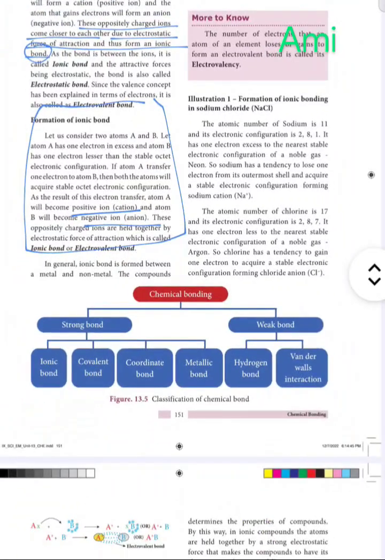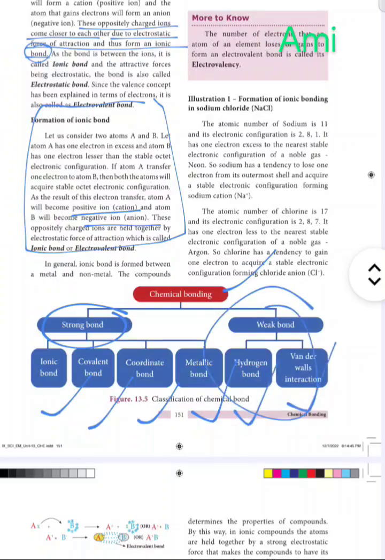Here the chemical bonding is being mentioned. The strongest bonds are ionic, covalent, coordinate and metallic bonds, whereas the weakest bonds are hydrogen bonds and van der Waals forces.